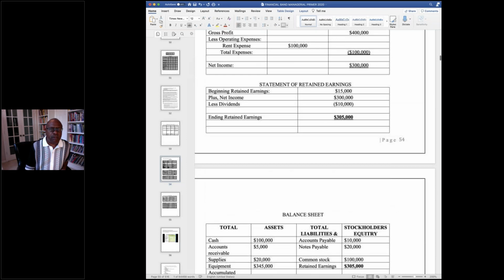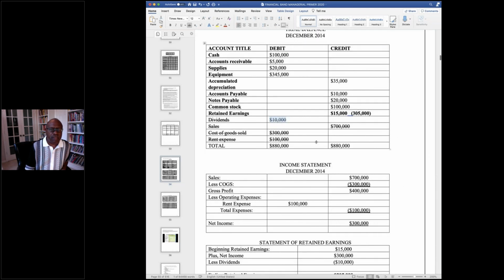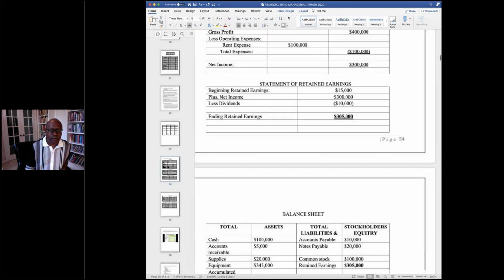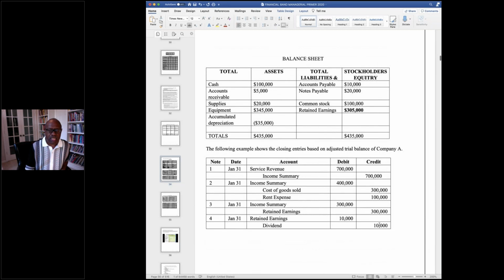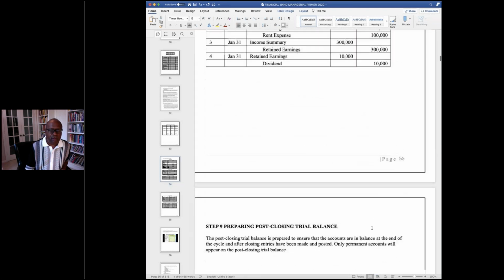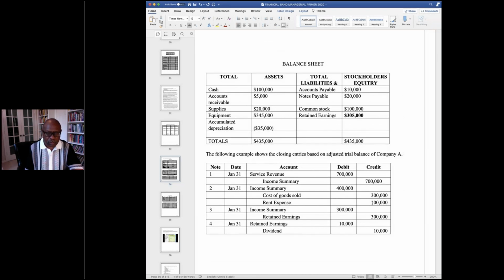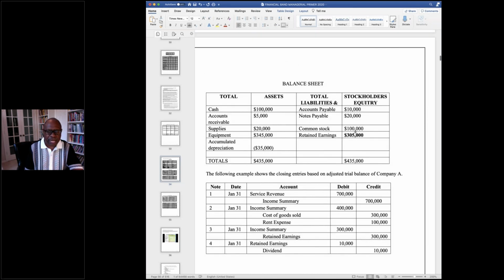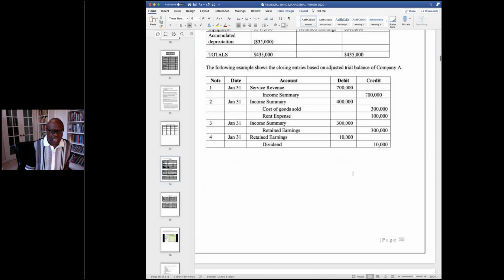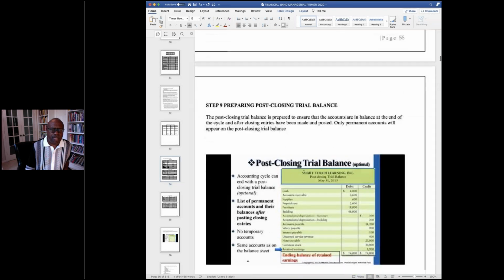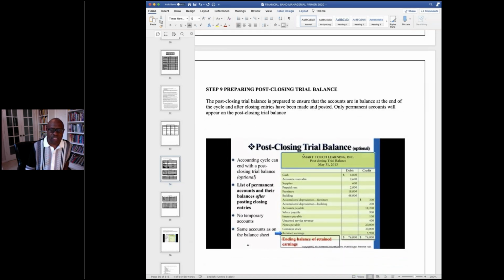Closing entry 4, we're going to close out the dividends. So we're going to debit retained earnings and credit dividends. And so when we make those entries and we post them to the T accounts, then the retained earnings would have a balance of 305. And we'll look at that in our example. We have our final step in the process, which is our post-closing trial balance, but we just make sure we're in balance.